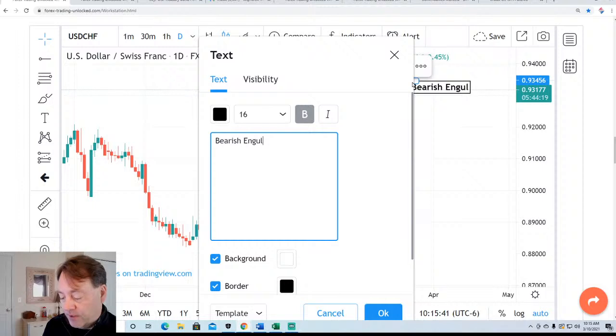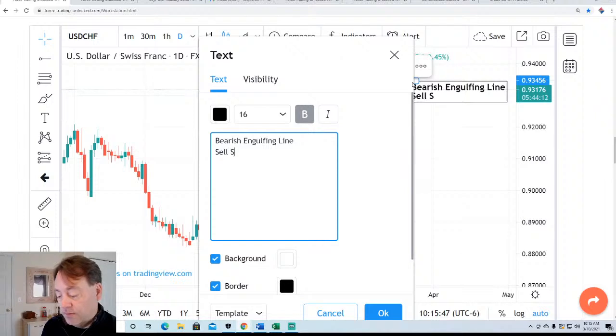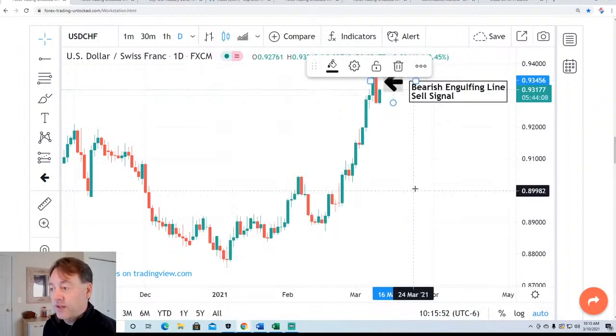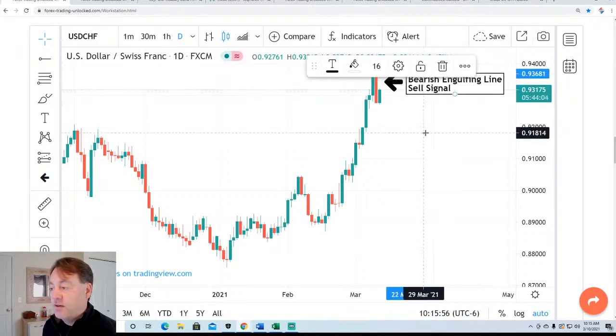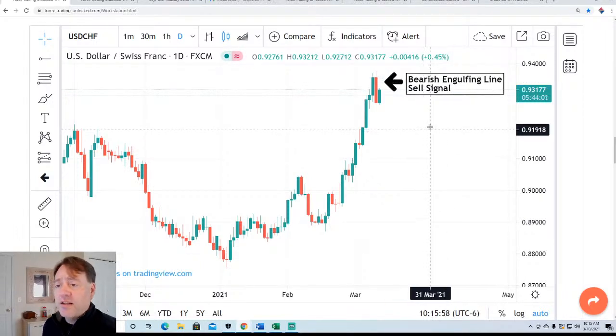Bearish engulfing line sell signal. So as you can see, we're doing this all live for you on the forex-trading-unlock.com website. You can do your own analysis there as well. All right, so the sell signal.